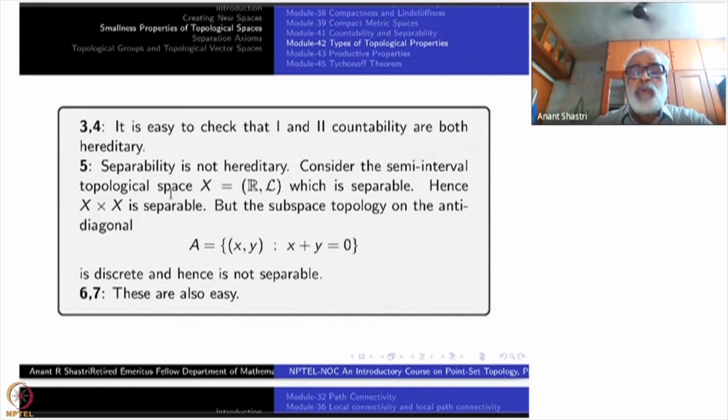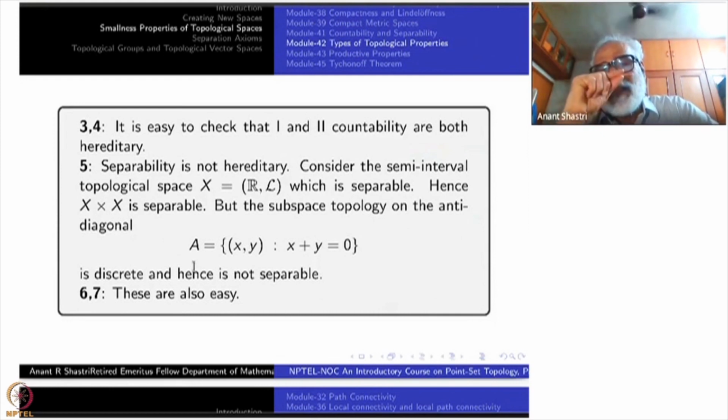But now I look for a nice subspace here, namely the anti-diagonal, the line given by x plus y equal to 0. In the usual topology, this is homeomorphic to R. But in this semi-interval topology, in the product, what happens? This becomes a discrete space. Every point is open now.